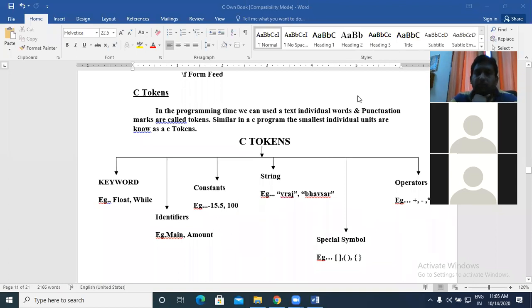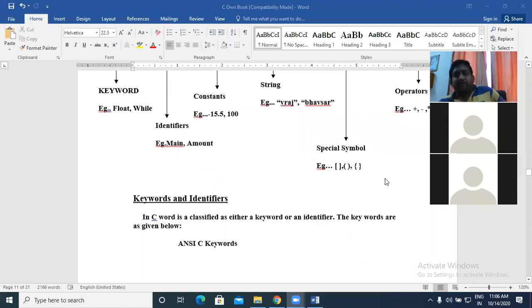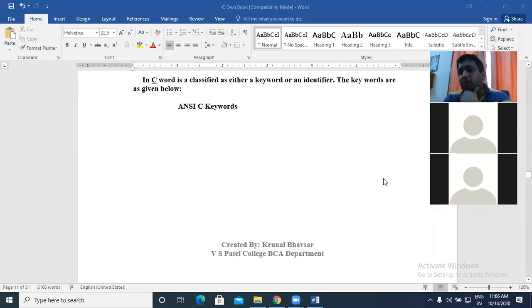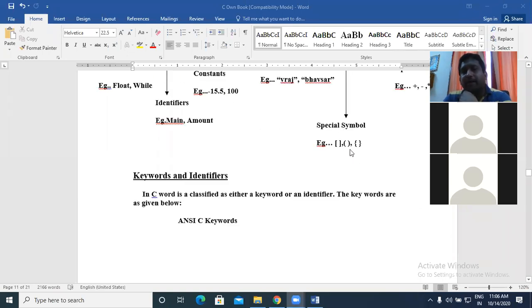Constant values, identifiers, then operators. C tokens can also include operators, special symbols, etc. Then we can check the keywords and identifiers. In C programming, a classification is either a keyword or an identifier. The keywords are as given, some of the keywords which we have to use in the C programming language.